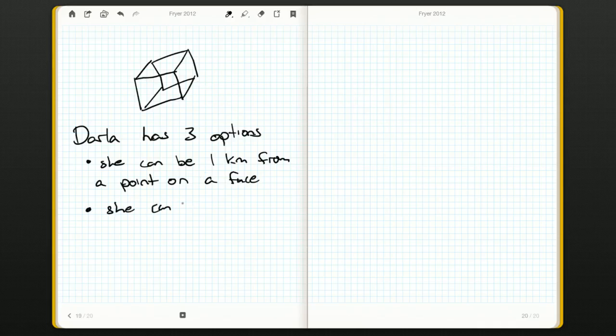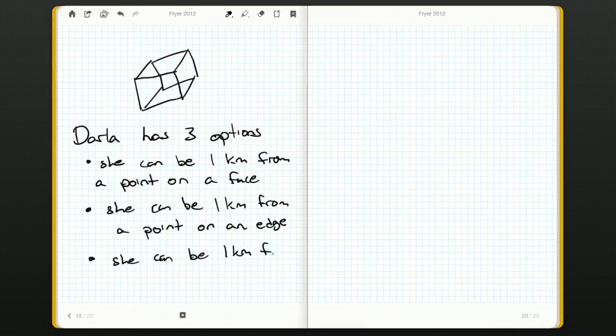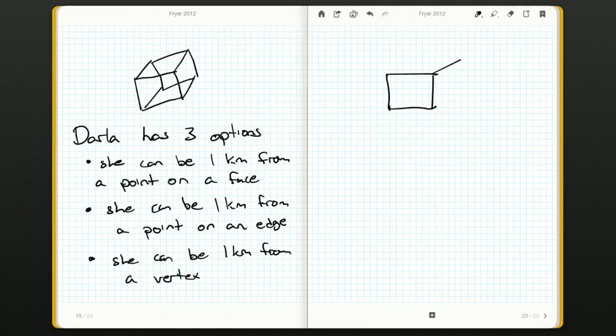She can be 1 kilometer from a point on an edge, and lastly, she can be 1 kilometer from a vertex. So I'll show you what I mean. We redraw our cube.